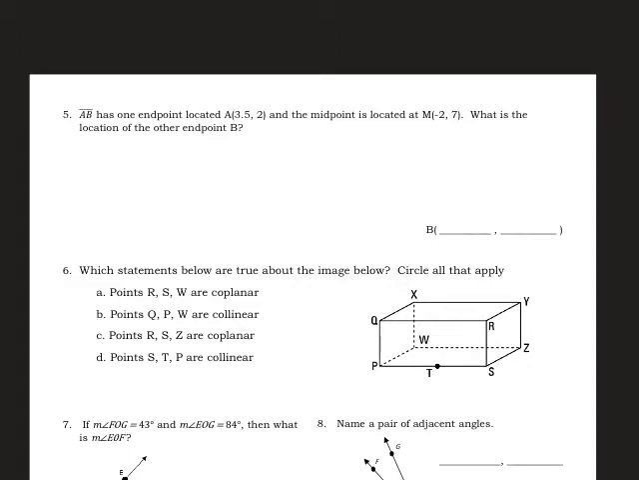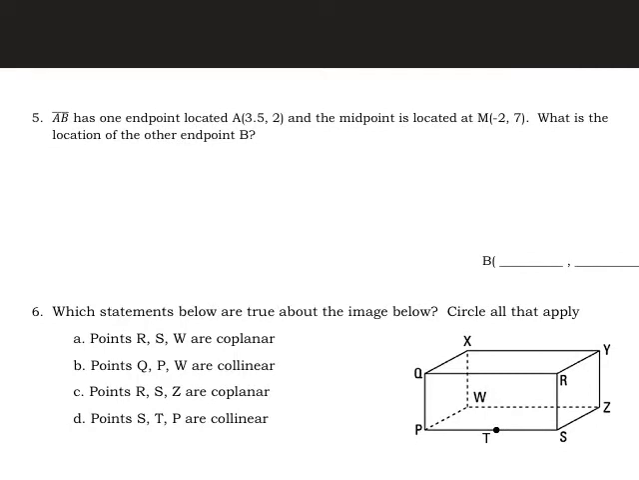So it says, A to B has one endpoint located at 3.5 and 2 and a midpoint located at -2.7. So with this one, because it's a decimal, for some of us, we may want to use the formula. So it says one endpoint, A, is at 3.5 and 2. The midpoint is located at -2.7.